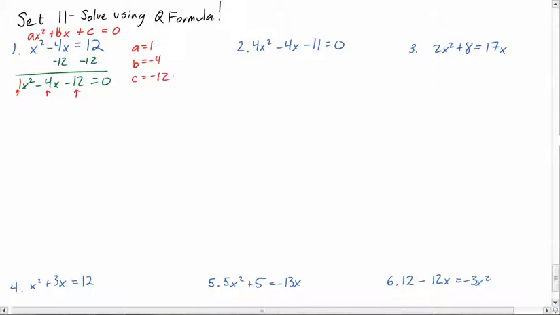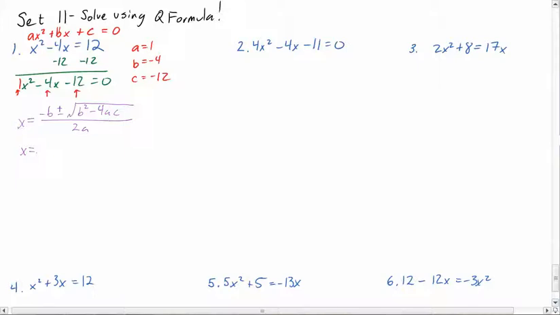And so at this point we can put this all into the quadratic formula. We're going to go x equals negative b plus or minus the square root of b squared minus 4ac all over 2a. And that's it. So now we're going to plug the numbers in. We're not doing anything hard. We're just using the formula. Yes, you have to memorize the formula.